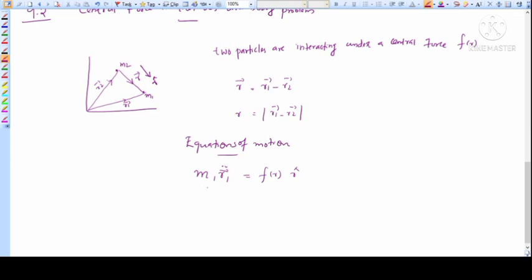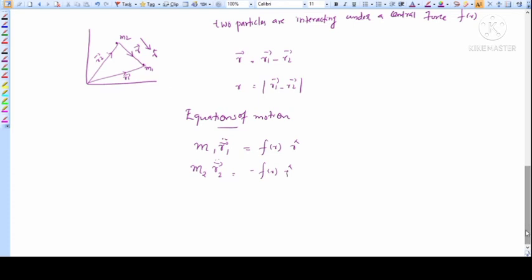And also we know that there is no external forces acting on that. It is under central force only. So m1 r1 double dot is equal to F of r r cap. And for m2, m2 r2 double dot is equal to minus F of r r cap.